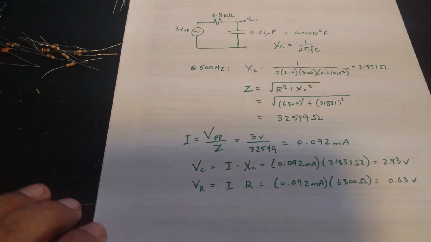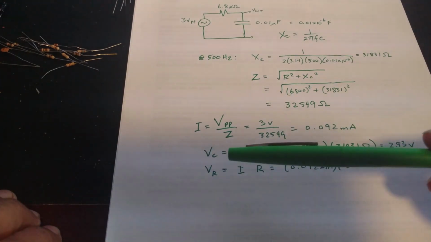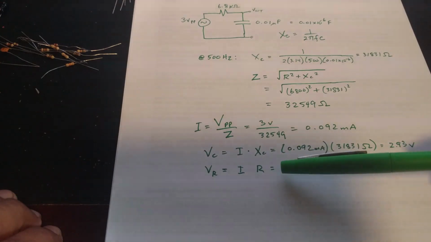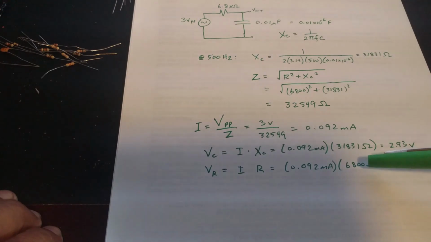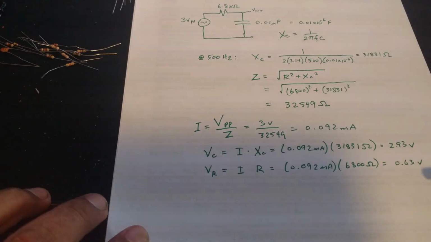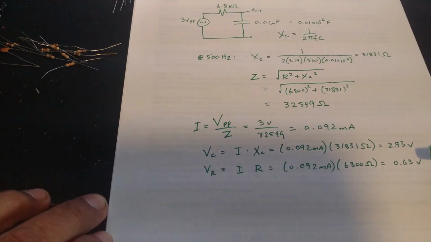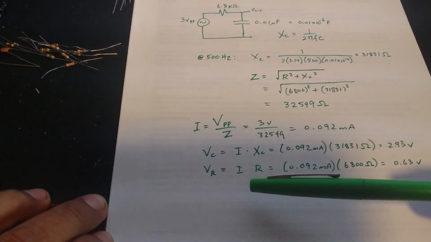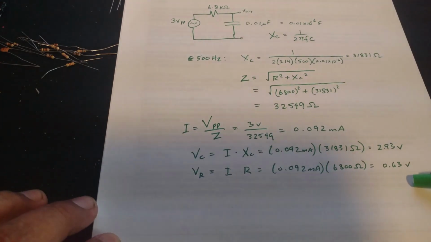Since that current is the same for all components in a series circuit, we can now calculate VC, the voltage across the capacitor, as the current times the reactance. So that's 0.092 milliamps times the 31,831 ohms that we had calculated before, and we get a result of 2.93 volts. While we're here, we might as well calculate the voltage across the resistor. That's the current times the value of the resistor, and we get a result of 0.63 volts.